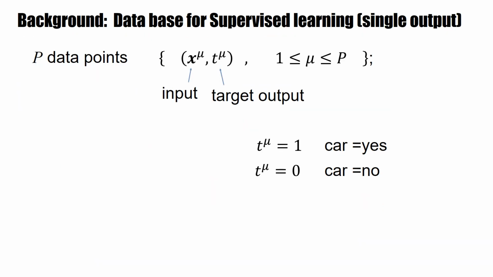We are in a setting of supervised learning for classification. We have p data points. Each data point has an input vector in n dimensions and a target output. If it's a single classification with a single output, then the target is either 1 or 0. 1 means yes. For example, if you want to classify for cars, then yes means yes, this is a car, and the target output would be 1.